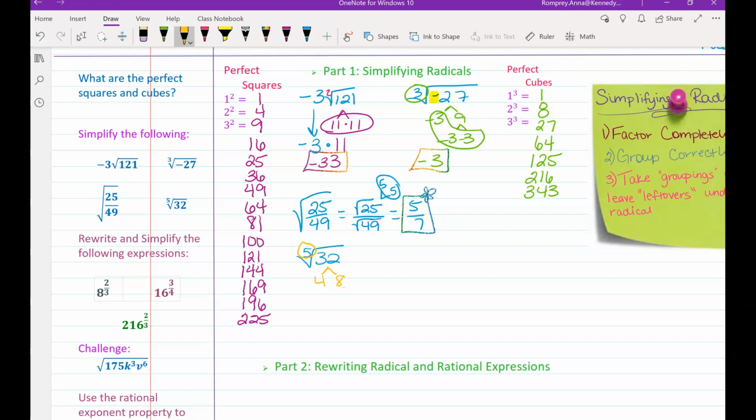Now I have to completely factor this because I need 5 of the same thing. So I'm going to break this 4 down, 2 and 2. Okay, now I can't break down 2. The only factors of 2 are 2 and 1, so I know I'm done. Now we go back over to 8. 8, 2, and 4. And again, our 4, 2, and 2. Now look, we have 5 2's. So the fifth root of 32 is 2.